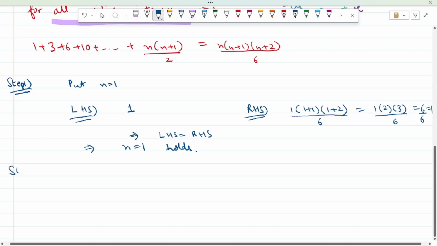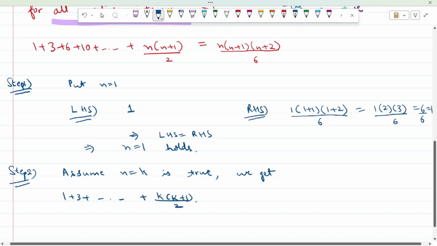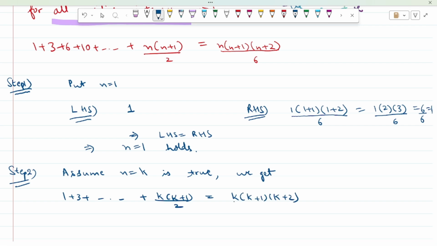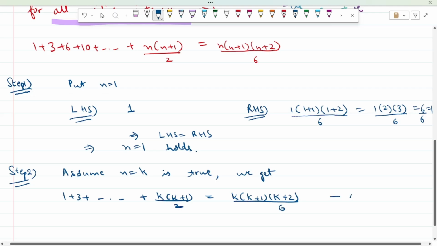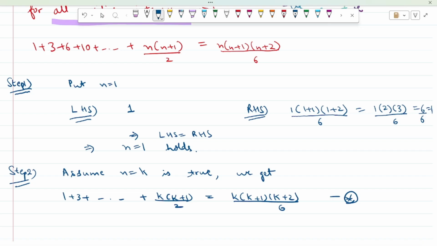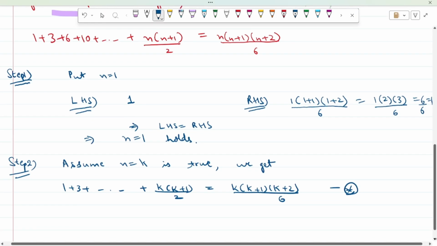Now let us assume that it holds for n is equal to k. So step 2: 1 plus 3 and so on up to k plus 1 over 2 is k plus 1, k plus 2 over 6. Let's just label it as star. We will be using the assumed part in the third step. Let's go ahead.